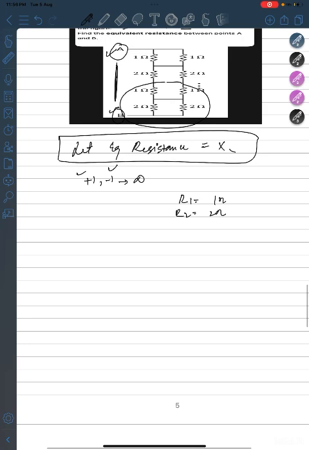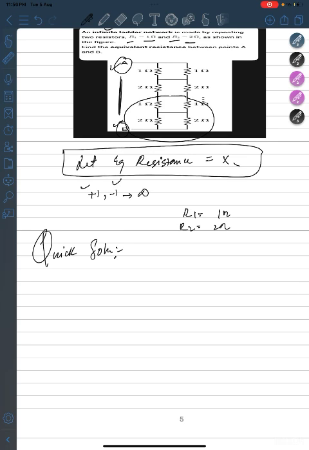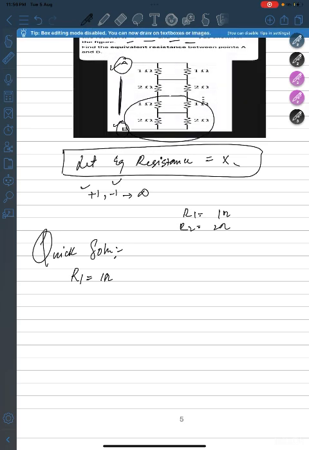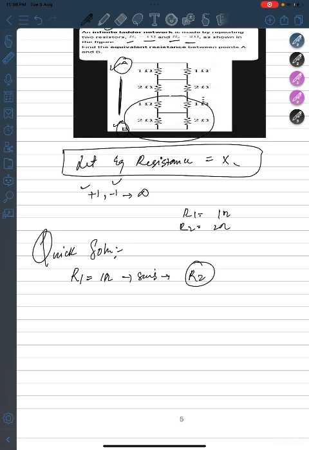So now if you look at the quick solution of this question, let's begin with the quick solution. If you look at this combination, here you will see that R1, which is equivalent to 1 ohm, is in series combination. With what? With R2.